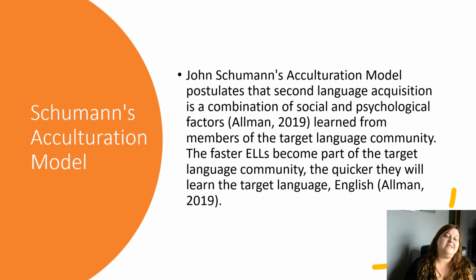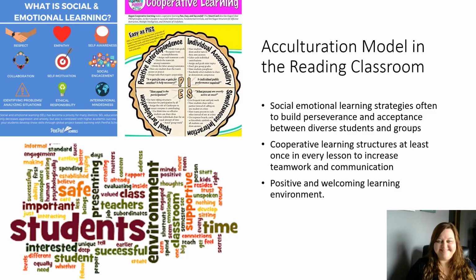John Schumann came up with the acculturation model, and it postulates that second language acquisition is a combination of social and psychological factors, which are learned from members of the target language community. And the faster ELLs become part of the target language community, the quicker they will learn the target language, which in this case is English.